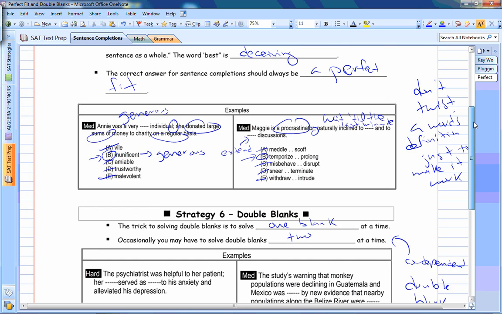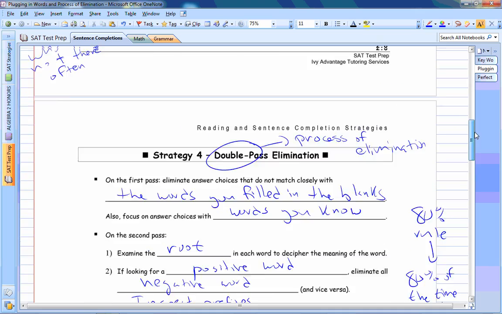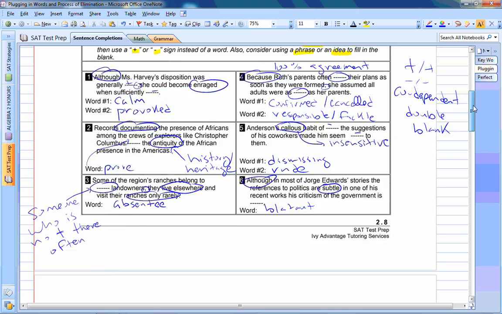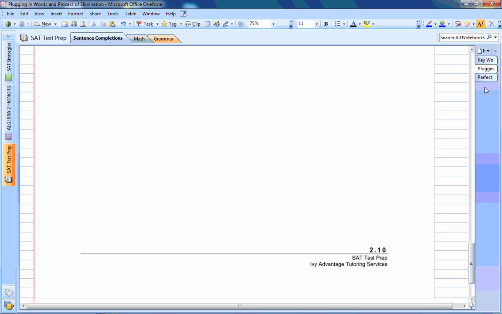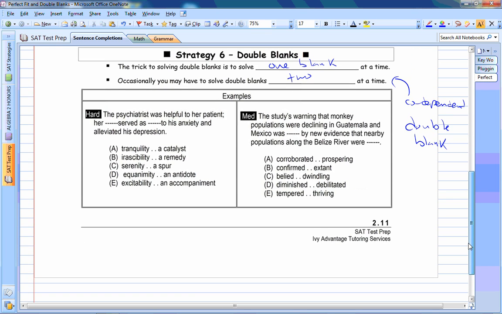Which we actually saw in strategy 3, if you had watched that video, where we looked at item 4 here in strategy 3, or question number 4: because Ruth's parents often blank the plan as soon as they're formed, she assumed all adults were blank as their parents. So, of course, it's kind of hard to figure out what to put in the blank, and knowing that, we can go about a couple ways. It might make sense to solve these little blanks 2 at a time. But occasionally, or not occasionally, but most of the time, you want to try to do these 1 blank at a time.